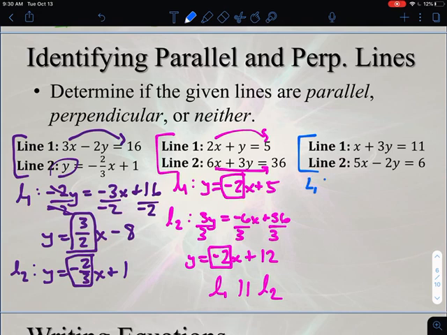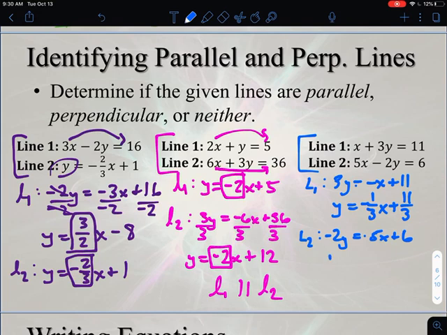We need to get y by itself. So for line 1, I'm going to go ahead and move the x. 3y equals negative x plus 11. Divide everything by 3, so y is equal to negative 1/3 x plus 11/3. Just leave everything in fraction form. And then I do line 2. Line 2 is good. Negative 2y equals negative 5x plus 6. Y then would equal 5/2 x minus 3. So when I divide everything by negative 2, I leave fractions in fraction form.